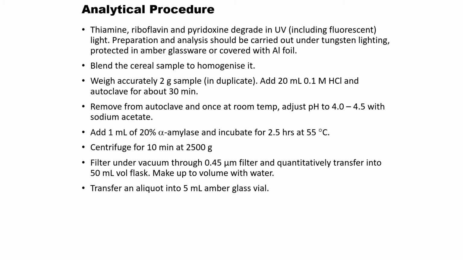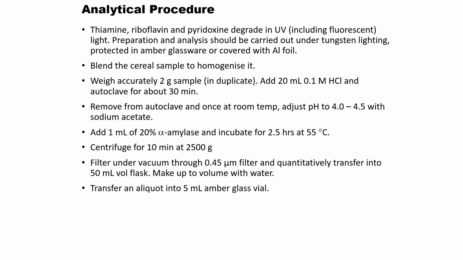So the analytical procedure, basically class, thiamine, riboflavin and pyridoxine degrade in UV, which includes fluorescent light. So preparation and analysis should be carried out under tungsten lighting, protected in amber glassware or covered with aluminium foil. So we should blend the cereal samples in order to homogenize them.